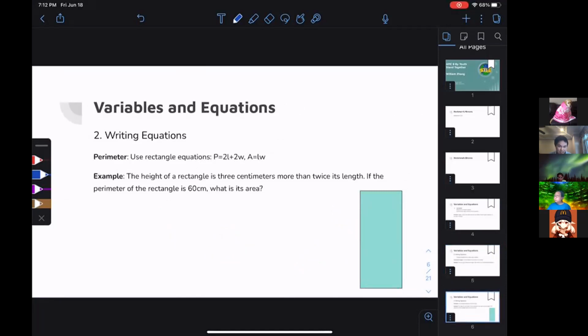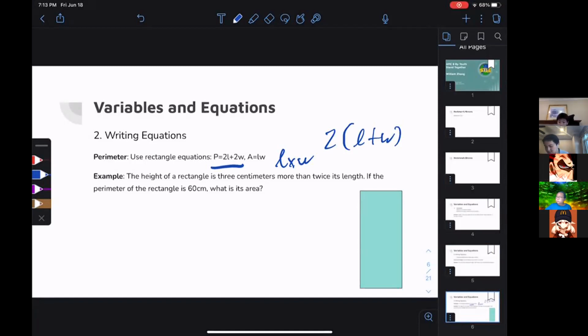All right, so the next problem is kind of like an application of variables and different formulas. For the key formulas, I'm sure many of you already know, for a rectangle, its perimeter is 2 times the sum of its length plus the width, and its area is the length times the width. As an example problem, the height of a rectangle is 3 centimeters more than twice its length. If the perimeter of the rectangle is 60 centimeters, what's its area?